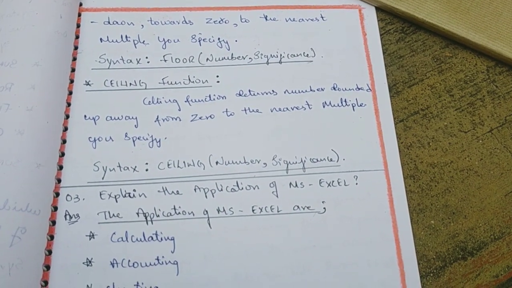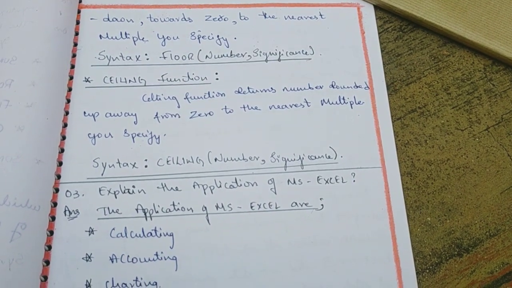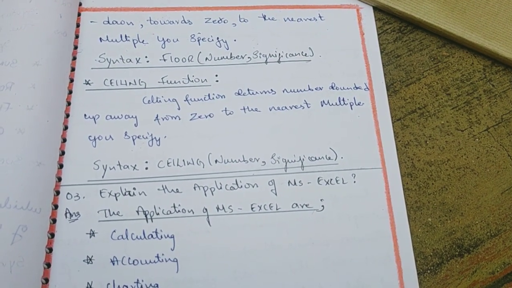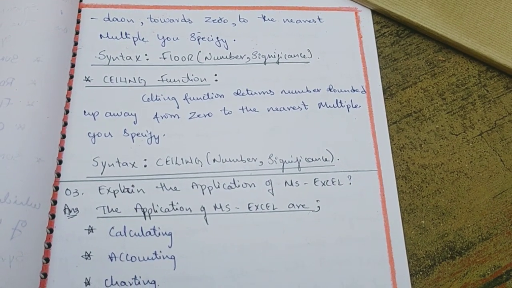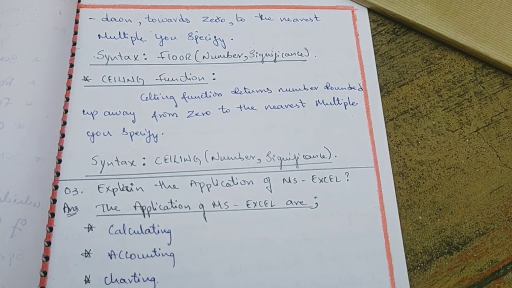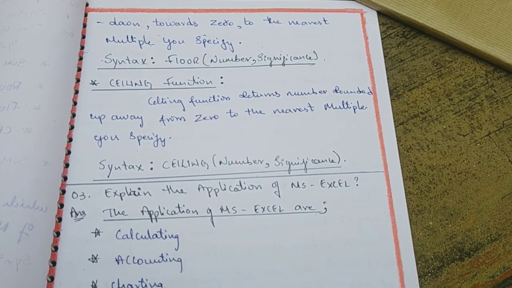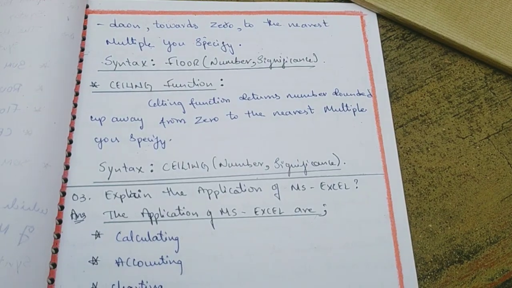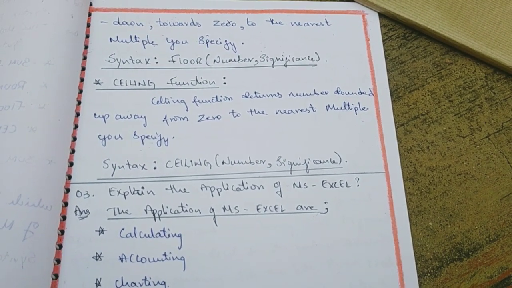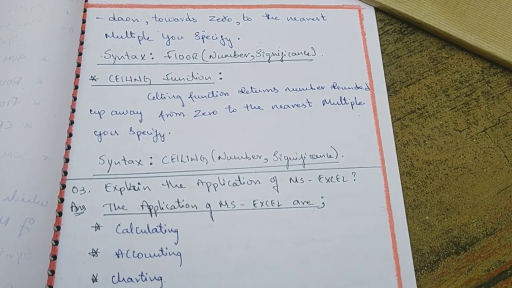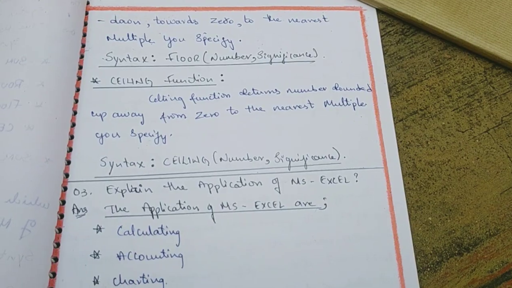Significance is nothing but, as I said, you specify what you need. So the syntax is FLOOR open bracket number and significance. You need to close the bracket and give the enter. These are just theoretical notes I'm giving for reference purposes. In upcoming videos I'll be teaching you all with new concepts, like how we manually add the numbers, how we manually use this FLOOR function, and all this will be covered in the upcoming videos practically.